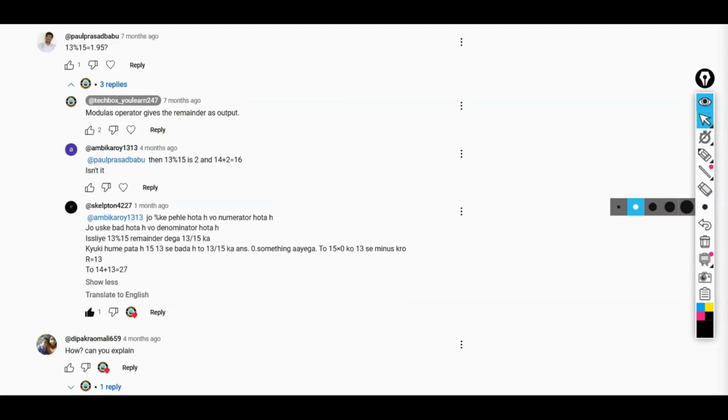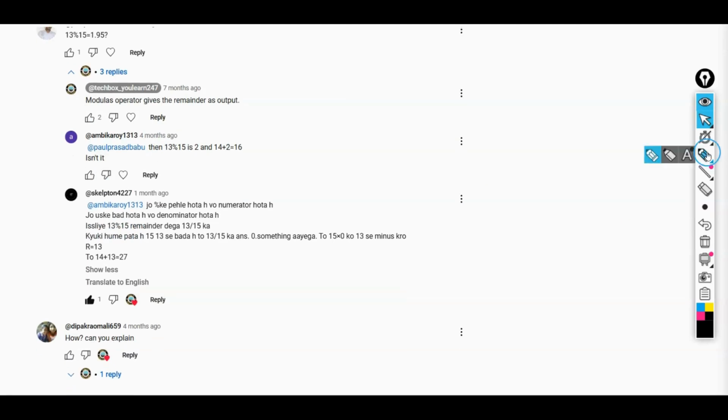So let us see some more comments under this. One child is asking: then 13 modulo 15 is 2, then 14 plus 2 is 16, isn't it? So you should use the correct way of calculation. 13 mod 15 is 13, as I have shown you how to calculate it.